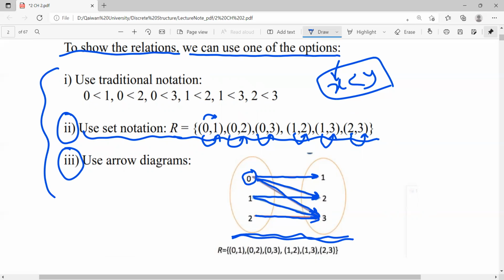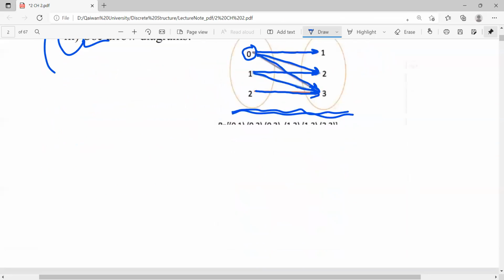All are the same. You can express it either this way or that way. We have these 3 ways for expressing a relation between 2 sets.